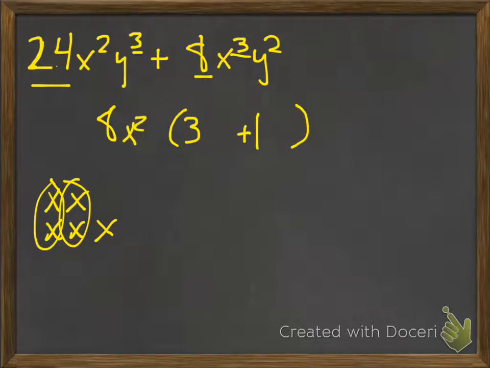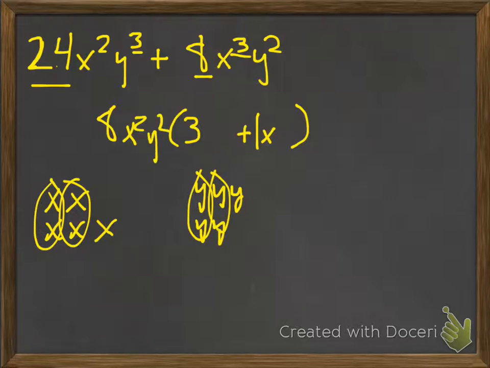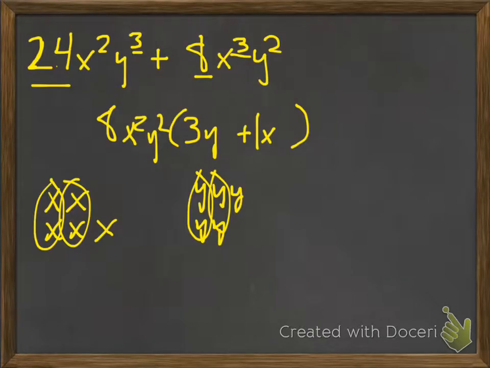And I had an x left over, and it was on the second one. So I'm going to put that in the parentheses. Then I did the y's. Okay, again, I had 2 groups of y's. That goes on the outside. And then I had a y left over in the first term. Boom. And there you go. Now it's factored. So something like that might be a strategy.